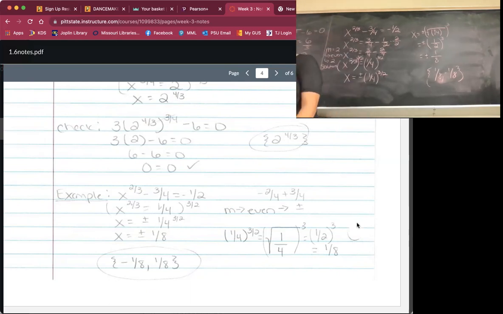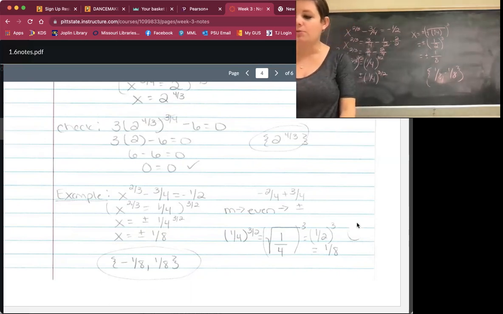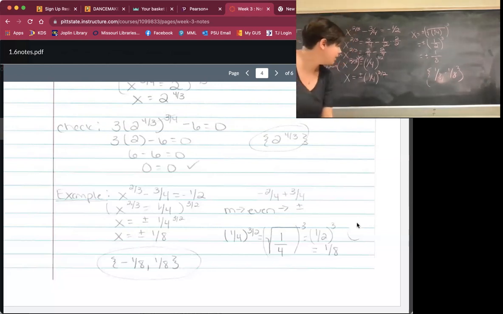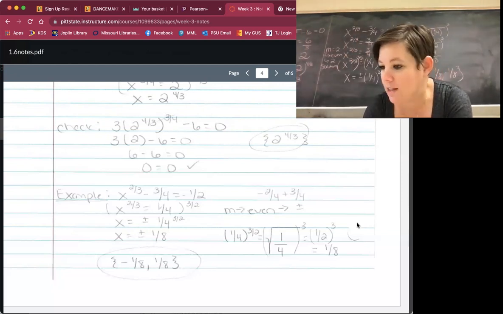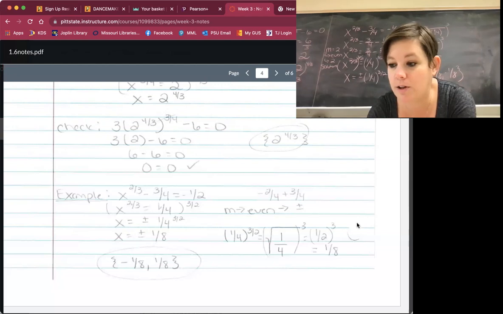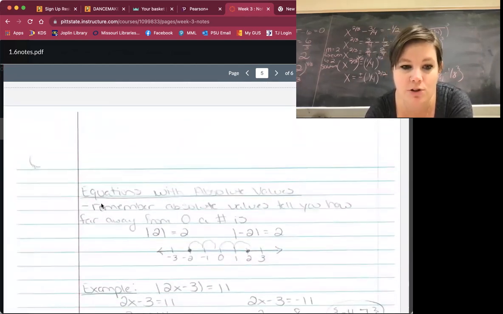Okay. So those are equations with rational exponents. I know those are not probably your favorite. And the good news is we don't do a whole bunch with them, so you're not going to see them a whole bunch. So let's move on to the last style of equation that we're going to have today, which is equations with absolute values.